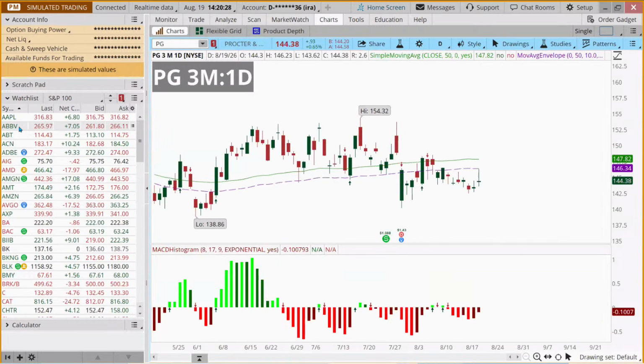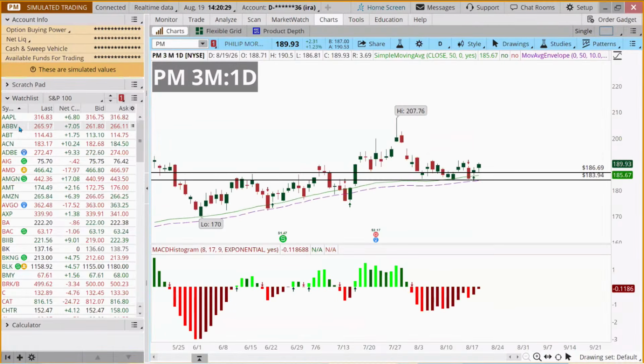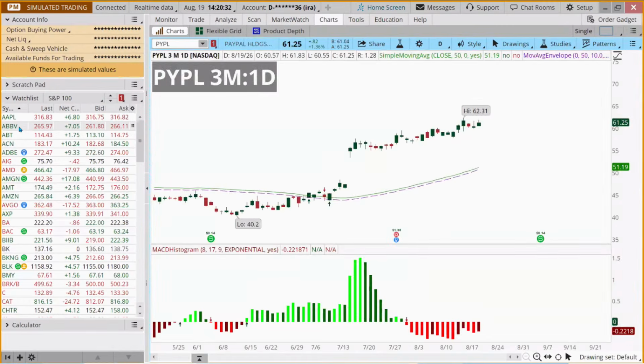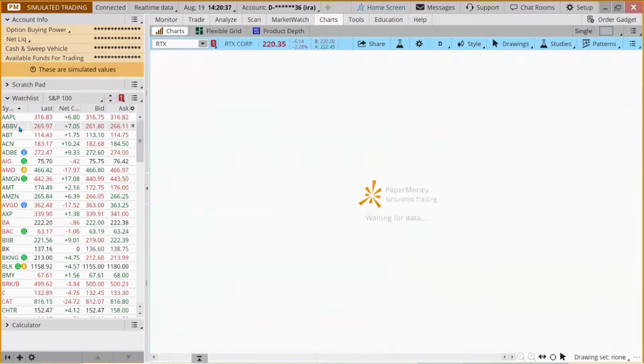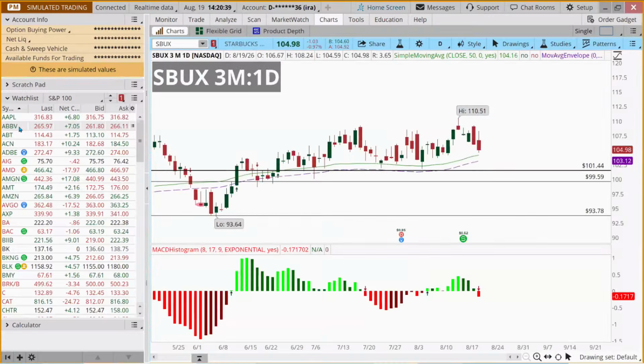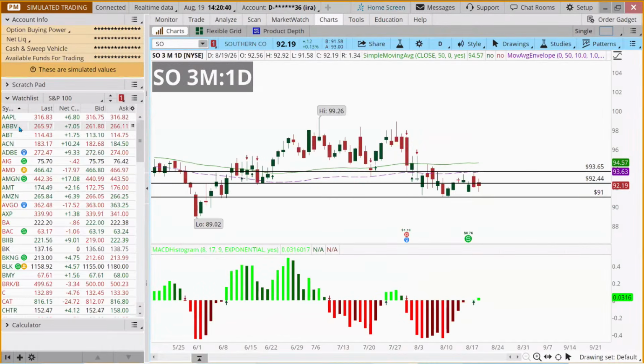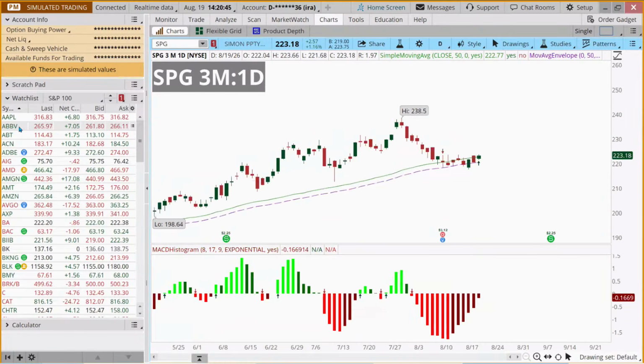PG, green, red MACD. PM, red MACD. PayPal, red MACD. Stock's below the moving average on Qualcomm. RTX, red MACD. Starbucks, red MACD. Southern, below the price or below the moving average. SPG, MACD's red.